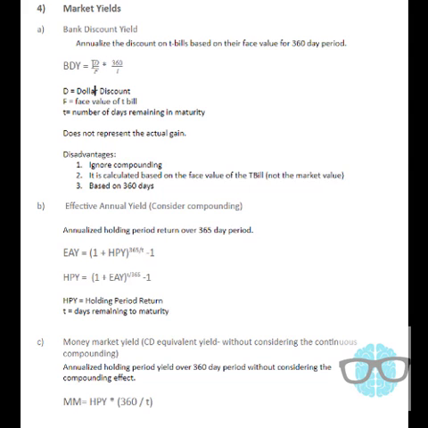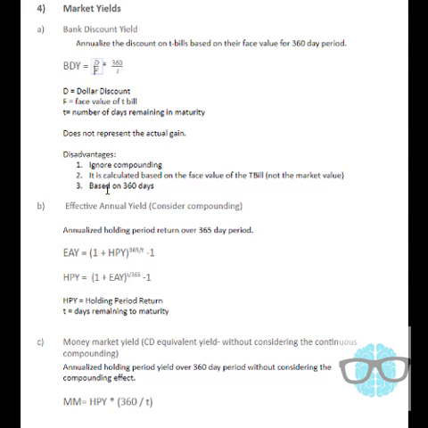So the discount will be 2000. We can put 2000 on the numerator divided by the 100,000 face value, multiplied by 360 and the total number of days in maturity. So it could be 270, 150, depending on the number of days remaining to maturity given in the example.